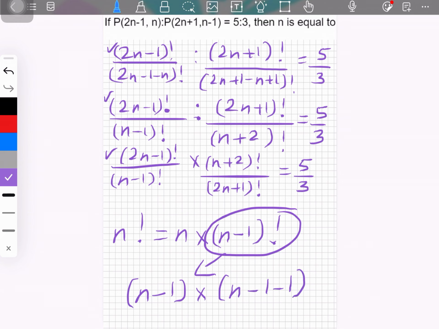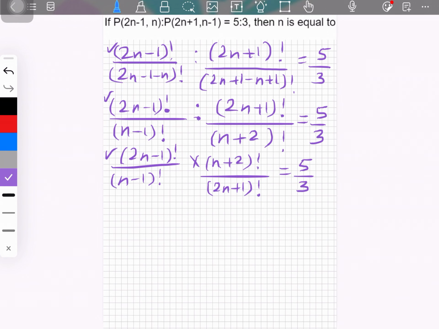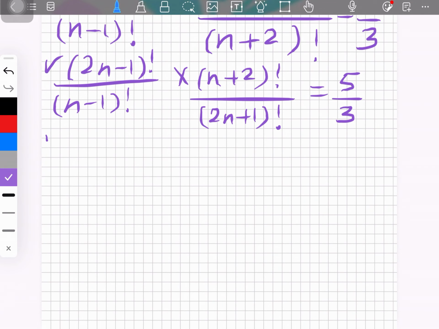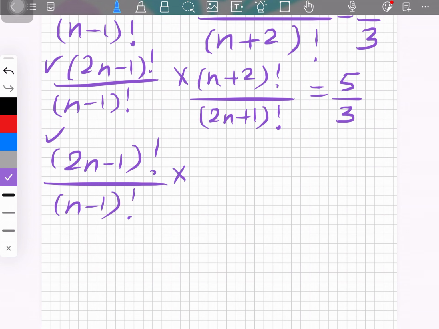So what did you understand here? To find the factorial, you are going to write the number as it is times that number minus 1 factorial, and again this n minus 1 factorial can be written as n minus 1 times n minus 2 factorial. So we are going to apply this concept while solving this question. What we are going to do is, let's zoom in. 2n minus 1, let's keep it as it is, n minus 1. This 2 remains as it is. Let's change the other side.